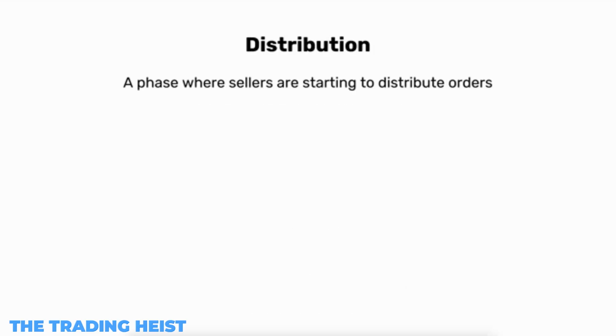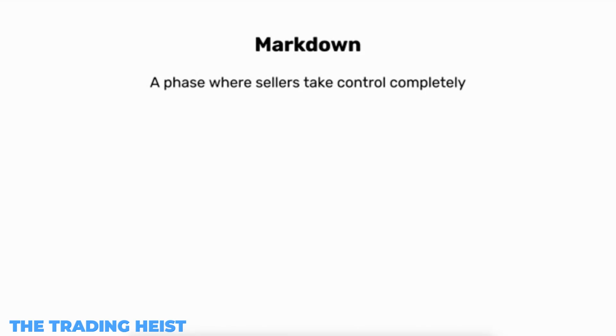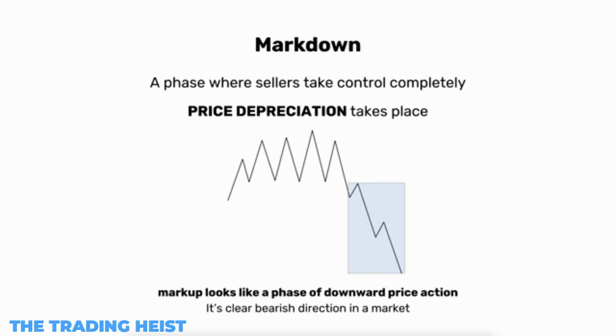Now distribution is a phase where sellers are starting to distribute orders. It's the opposite of accumulation, and it's where supply is overpowering the market. It looks like this, a sideways market that's followed by a drive to the downside. And you probably guessed it now, the markdown phase is a phase where the sellers take control completely and price depreciation takes place. So it's the selling move or the down move after the distribution.